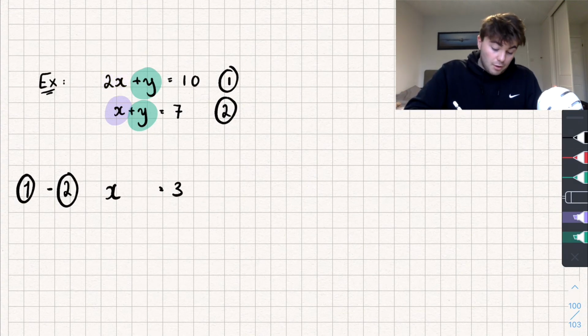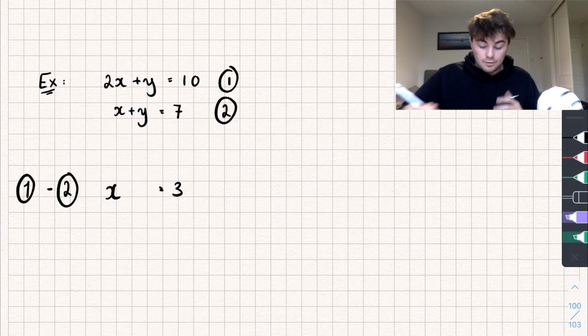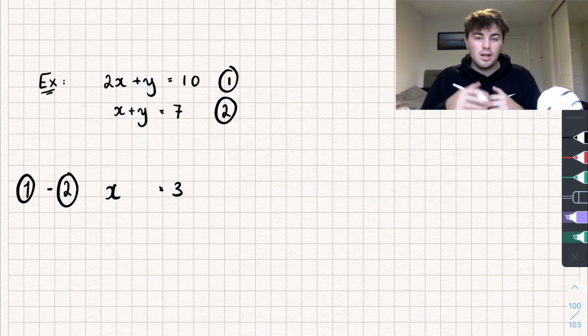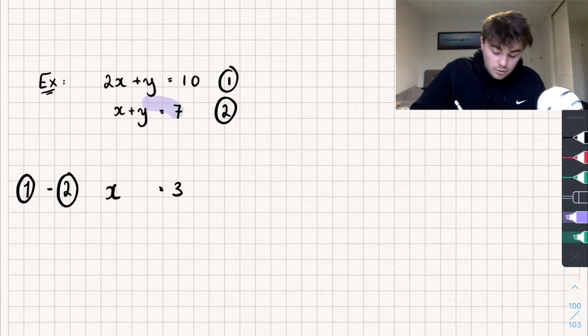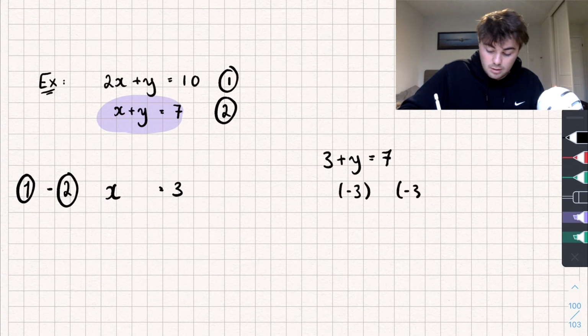So now I know the value of x that solves these equations. How can I use it to help me? All I have to do is substitute x equals 3 either into equation 1 or equation 2. It's up to you. I think equation 2 looks easier, so I'll do that one. Wherever there's an x in equation 2, I'll write 3. So we get 3 plus y equals 7. Now I can just solve this. I just have to subtract 3 from both sides like this, and we get y equals 4.